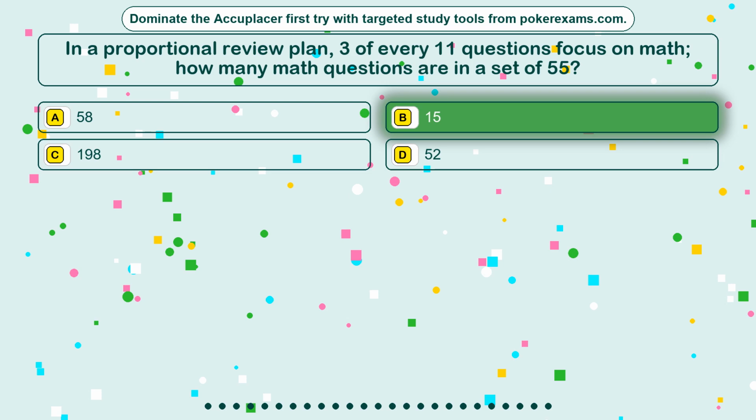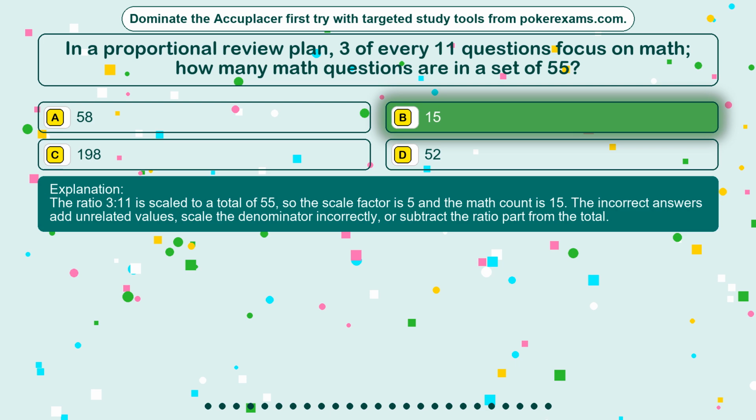The correct answer is option B, 15. The ratio 3:11 is scaled to a total of 55, so the scale factor is 5 and the math count is 15. The incorrect answers use unrelated values, scale the denominator incorrectly, or subtract the ratio part from the total.